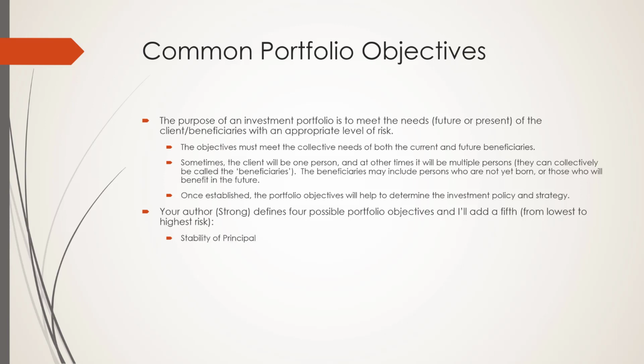So stability of principal. We'll talk about each of these as we go, but in essence, this means you cannot afford to lose any of the principal. Income, which means you want to generate income from the portfolio. Growth of income. Capital appreciation. Those are the 4 that your author, Strong, defines. And then I like to add speculation, because in particular, a lot of times people like to have a small part of their portfolio that they use for very risky investments. So rarely would speculation be the main portfolio objective.